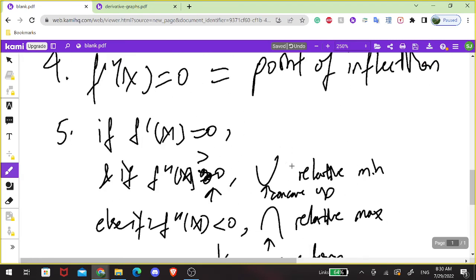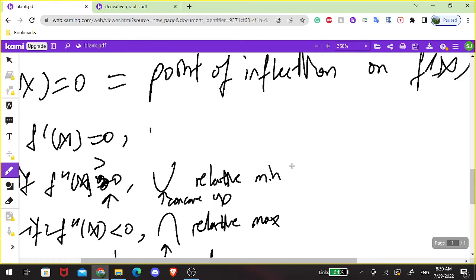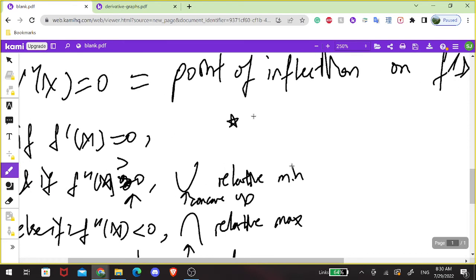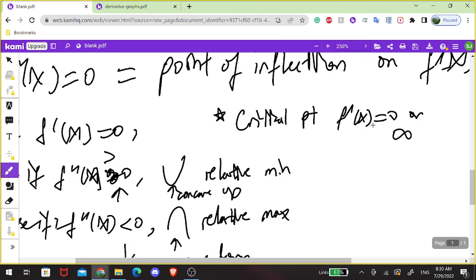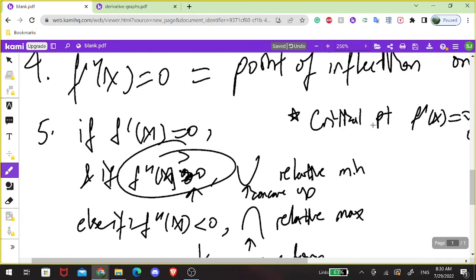When f prime of x is 0, we call this a critical point. A critical point is when f prime of x equals 0 or infinity. So if f prime of x is a critical point, then you decide whether it's a relative min or max.